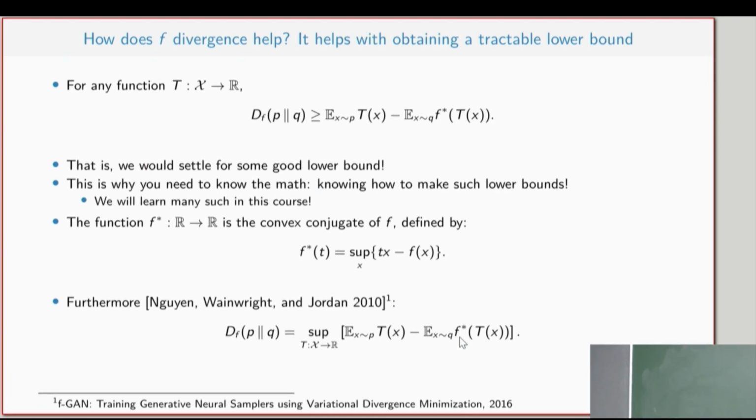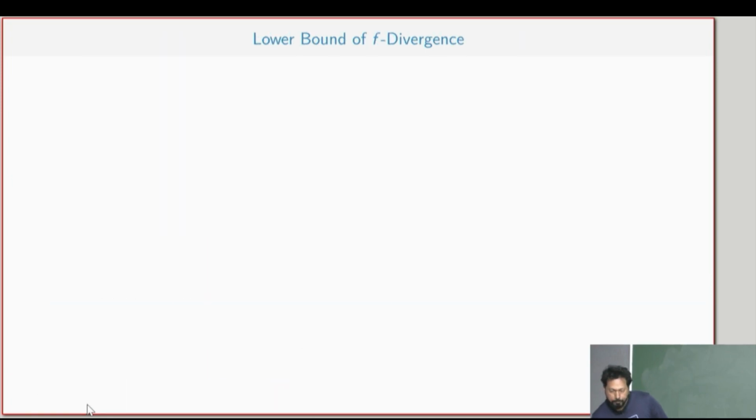We still have to figure out how this t came and how we have this f star of t, and then things are getting subtracted. This is the idea proposed in this paper. You can have a look at this, the f-GAN paper, and we are going to derive what was mentioned in the paper.